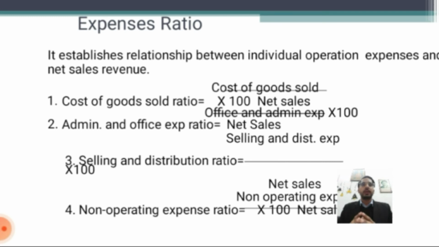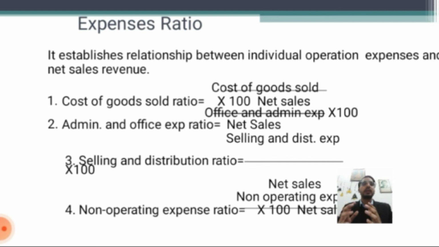Expense ratio. It establishes the relationship between individual operating expenses and net sales revenue. First, cost of goods sold ratio is equal to cost of goods sold divided by net sales multiplied by 100. Second, administrative and office expenses ratio is equal to office and administrative expenses divided by net sales multiplied by 100. Third, selling and distribution ratio is equal to selling and distribution expenses divided by net sales multiplied by 100.